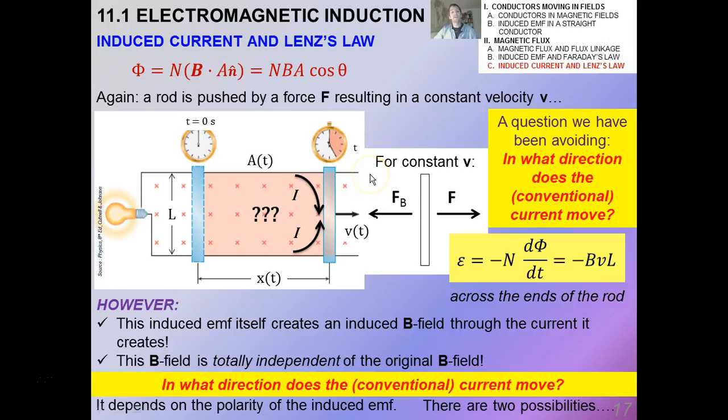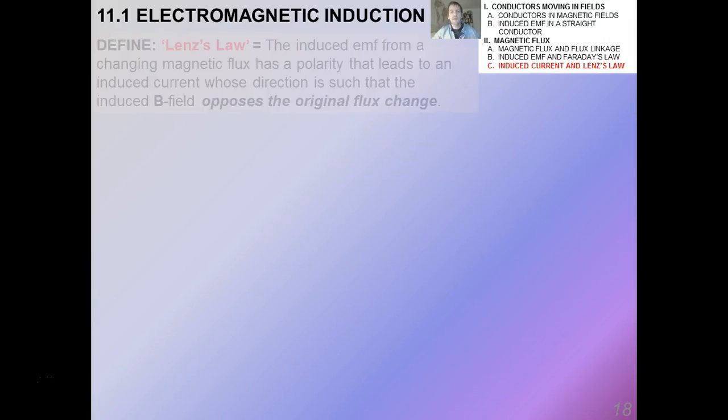So the big question then is, in what direction does the conventional current move? It turns out it depends on the polarity of the induced EMF. And by polarity I mean obviously which end is plus and which end is minus. So there are two possibilities.